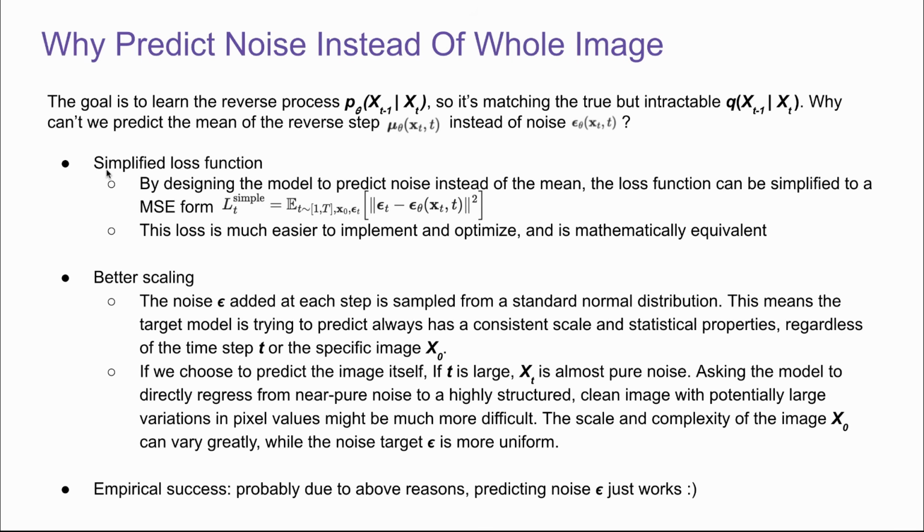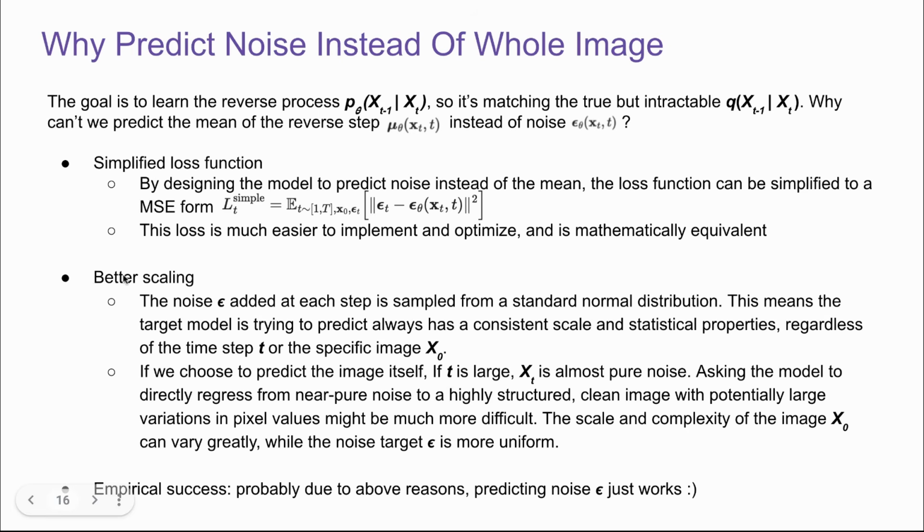The first reason is it simplifies the loss function. By designing the model to predict noise instead of the mean, the loss function can be simplified to a simple MSE form between the forward diffusion noise and the model predicted noise. This loss is a lot easier to implement and optimize and is mathematically equivalent to predicting the whole image, since the new image will be the previous image minus the predicted noise.